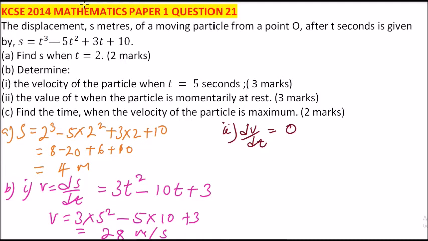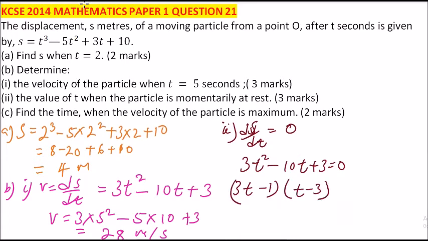So that is ds, so it means 3t squared minus 10t plus 3 is equals to 0. This is a quadratic equation, and when you factor out, you get 3t minus 1 and t minus 3, implying that t is equals to a third, or t is equals to 3. T is equals to 3, not 0. So t is equals to 3.